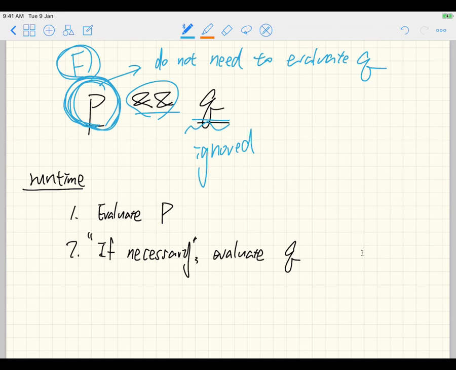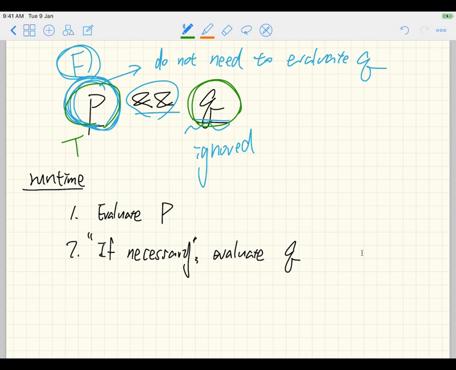On the other hand, if I evaluate P at runtime and it tells me that it is true, do I have to evaluate the right-hand side? I have to, because it now really depends on what Q is. If Q happens to be true, overall it will be true. If Q is false, overall it will be false, right? It's really important to see this.